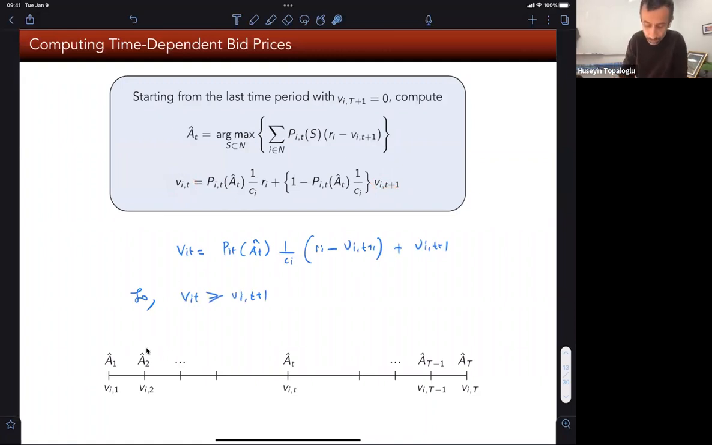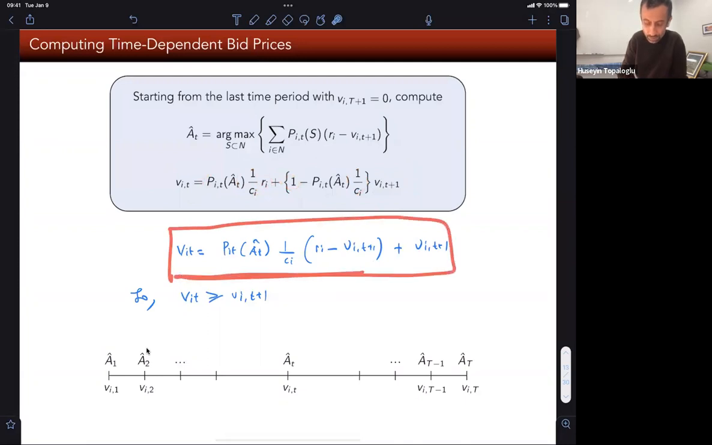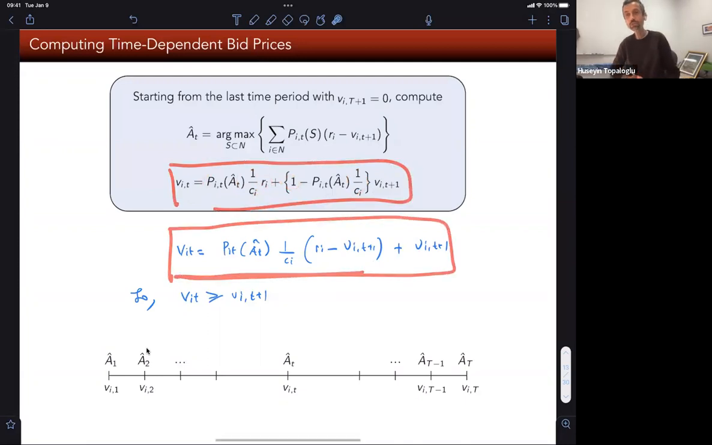Let me write this recursion for the V_it in a slightly different fashion. Here's how I'm going to write it. That is, choice probability times 1 over c_i times r_i minus choice probability times 1 over c_i times V at the next time period. If you collect these two terms together, that's what we obtain. And in that case, I have a 1 times the bid price at the next time period. So this expression is exactly this expression, just with the terms shuffled around.